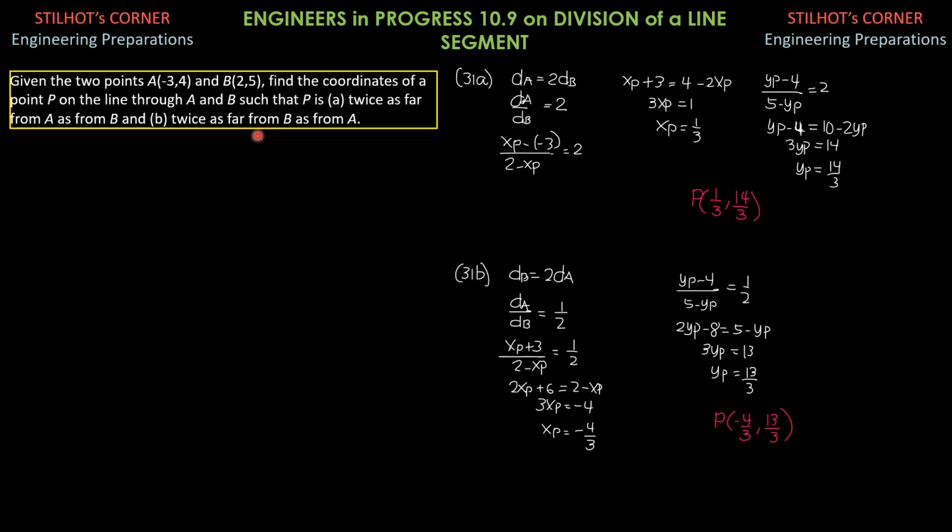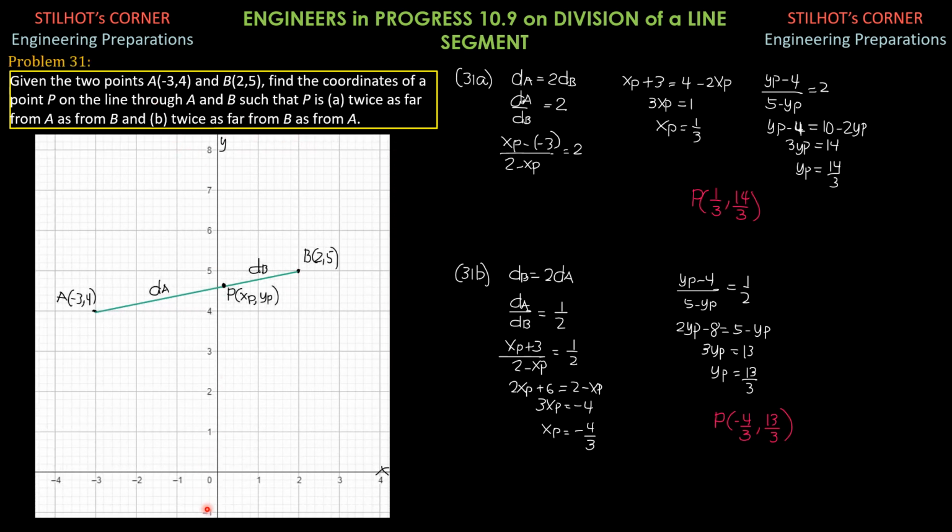This means that distance from B is 2 times distance from A. So we plot the points first into this coordinate system. We have A negative 3 comma 4 and B 2 comma 5. So this is the point in general for part A. The distance of this point from A is twice the distance of the point from B. So distance A is 2 times distance B. That's the interpretation of this part A statement.